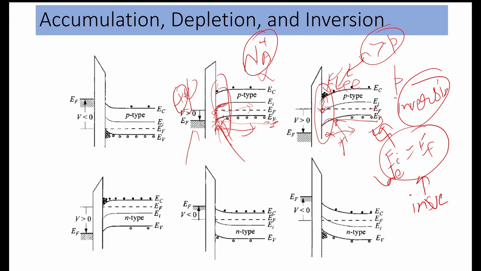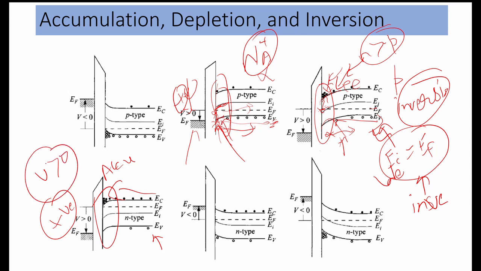The same thing will happen for the n-type semiconductor. In the n-type semiconductor, when we apply a positive voltage at this junction, electrons are accumulated at this junction. So this is the accumulation region, when V is greater than 0 for n-type.